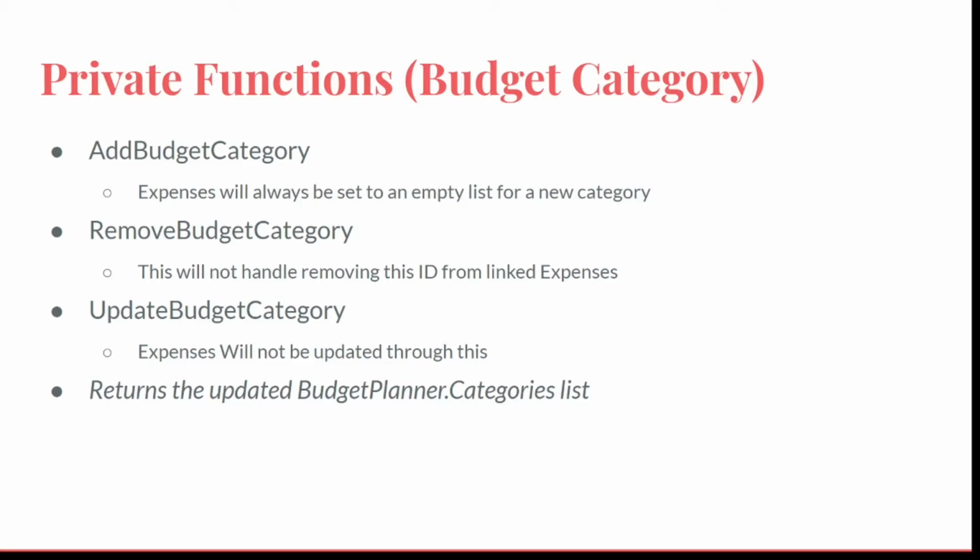These are intended to be very specific functions that do one specific task. And the public functions are going to be intended to combine some of these smaller tasks to create one larger action. For private budget category functions, we have adding a budget category, removing a budget category, and updating a budget category. Now, some edge cases I have in here is that when you remove a budget category, this doesn't handle removing the ID from the linked expense. This will be handled by the larger public function. And then all of these are going to be returning budget planner categories list objects.